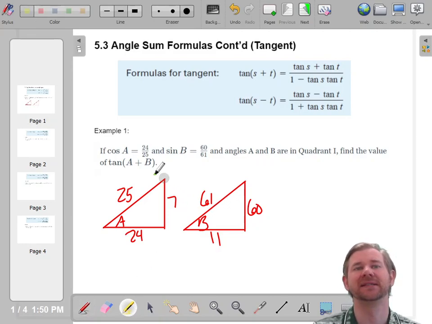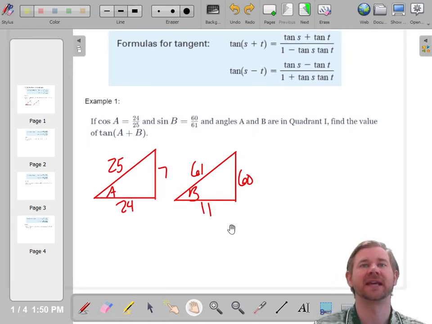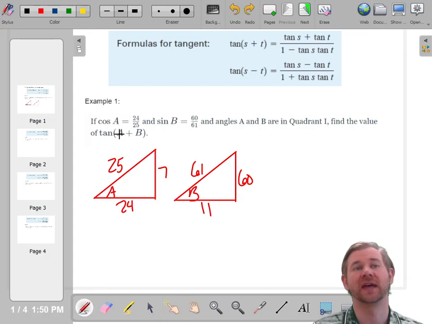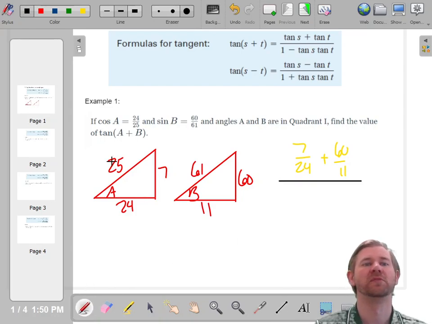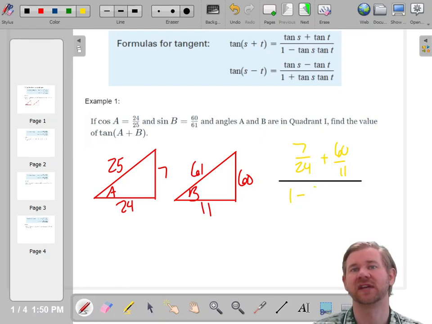Now that I've got my sides, I can start to use this formula. And this formula is a little bit messier. Notice we're using the tangent sum formula, so I'm using the one on the top. There's a plus sign in the top and a minus sign in the bottom, so just be careful with your signs. The tangent of A would be opposite over adjacent, 7 over 24, plus the tangent of the second angle, opposite over adjacent, so 60 over 11. And that's all over 1 minus, in this formula, their product, so 7 over 24 times 60 over 11.